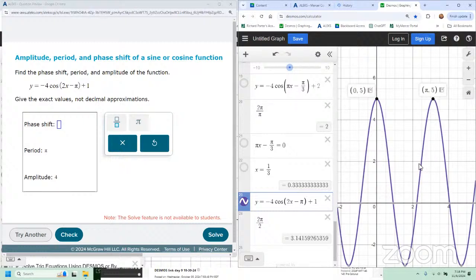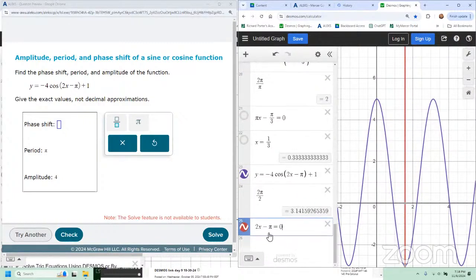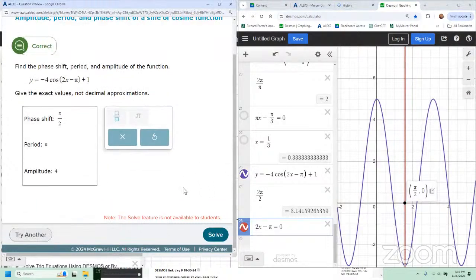The phase shift. The phase shift is hard, but I think we could just take what's inside here, copy it, and set it equal to 0. So where is that going to be? Oh, it tells you right there. Go on, Tatiana. What's the answer? What's the x coordinate? Pi over 2. And that's the answer.